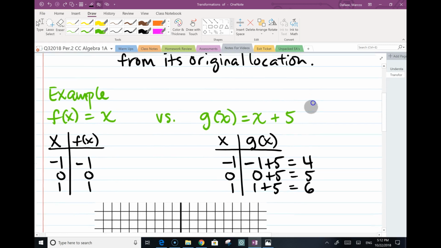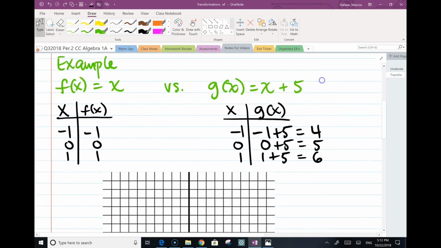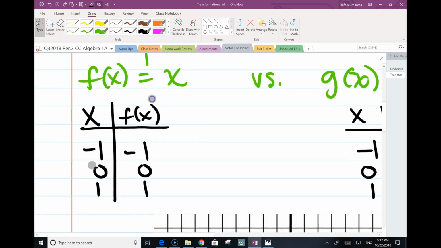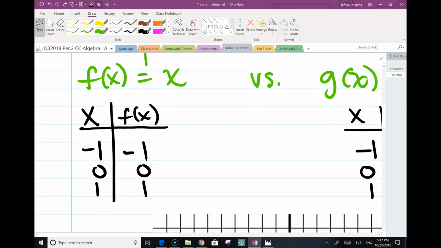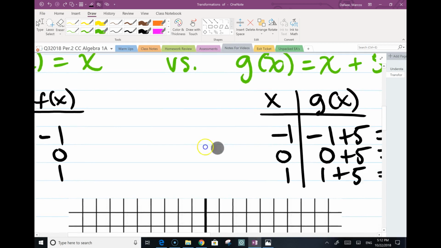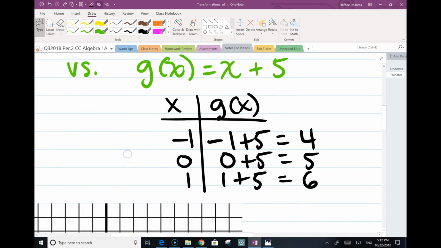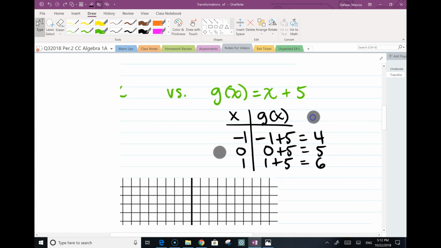And to illustrate that, I have these two examples here. So on the left side we have the graph of f of x is equal to x, and you see I have a basic input-output table with 3 inputs, whereas on the right side we have g of x is equal to x plus 5 with the same 3 input values.